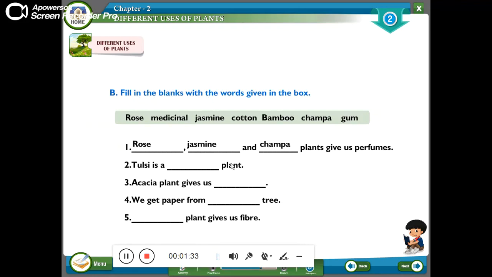Tulsi is a dash plant. What plant is tulsi? Tulsi is a medicinal plant, right? M-E-D-I-C-I-N-A-L. Acacia plant gives us what?